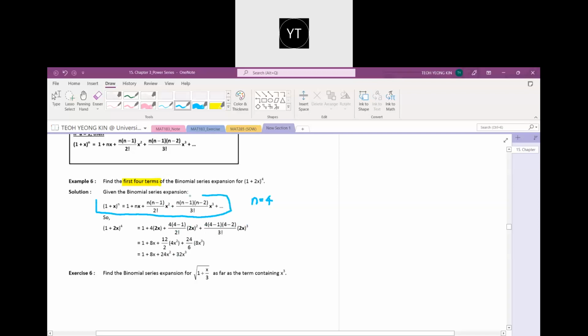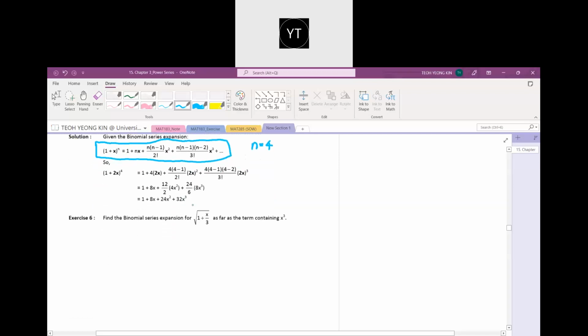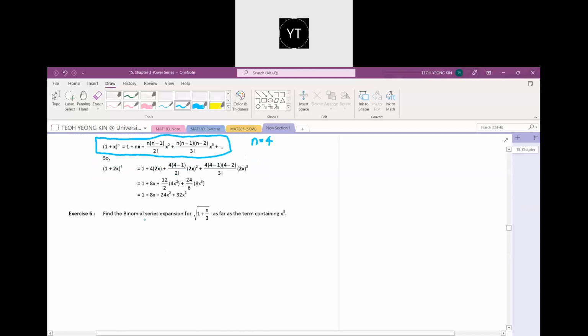If this series is given, then this is much easier. Let's say it's not given. Find the binomial series expansion for this as far as the term containing x cubed.